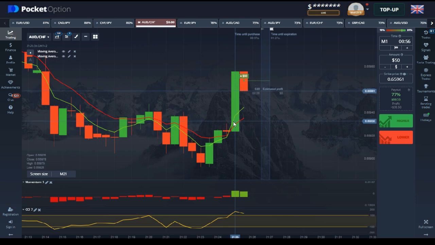There is a cross, but this candle goes too high, and momentum is showing that the power is with the buyers. It's too high and it's changing the trend. So let's see the result.